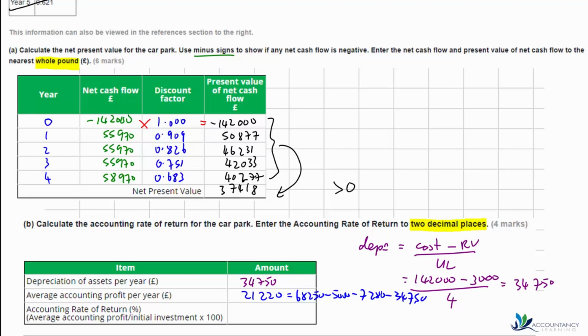And therefore, what's the accounting rate of return? And they've given us the formula. So we want our average profit divided by the initial investment. So that's going to be the 21,220, which we've just calculated, divided by the initial expense of 142,000. And that gives us 14.94%. Remember, that needs to be to 2 decimal places.